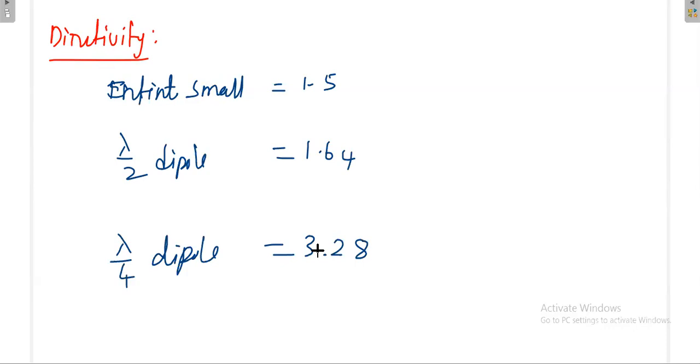Lambda by 4, sir. Lambda by 4 you are telling, that means you have not understood the concept. This is directivity.